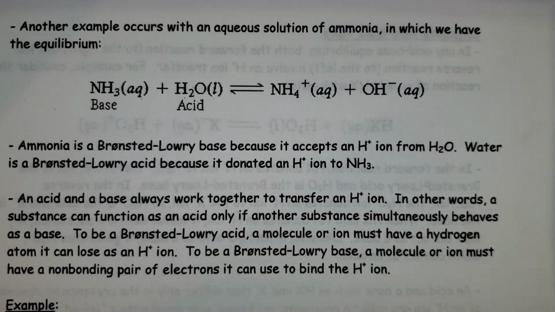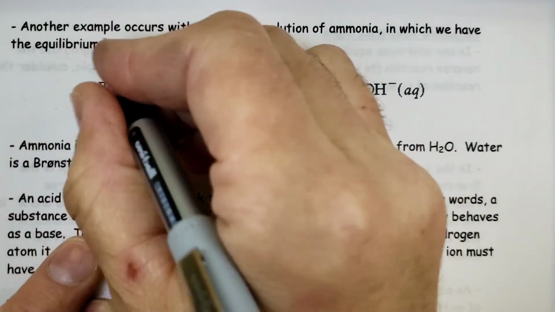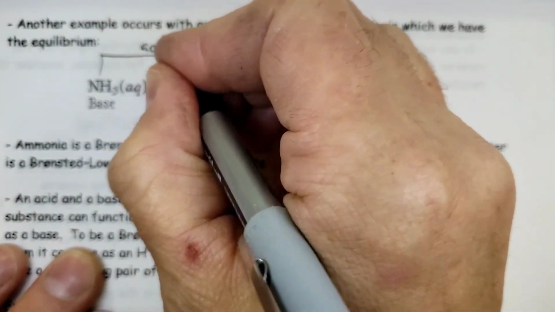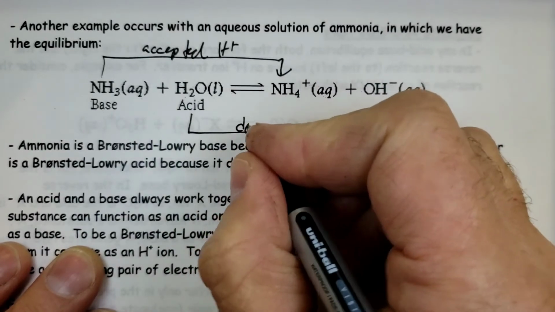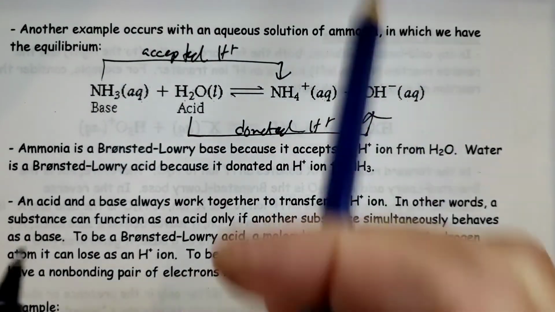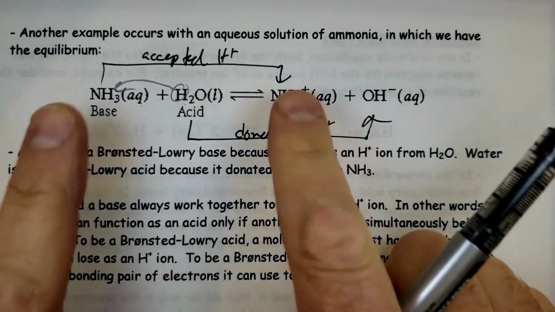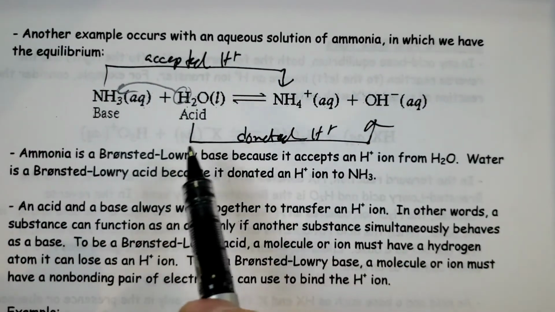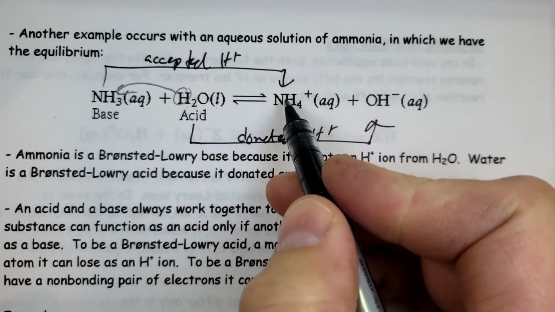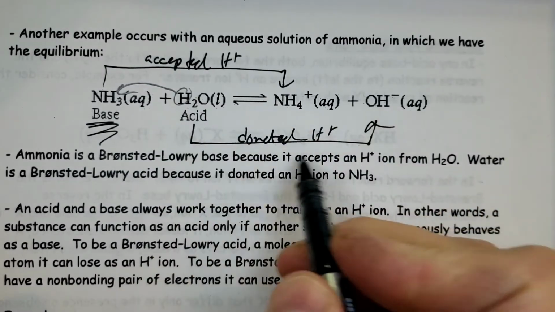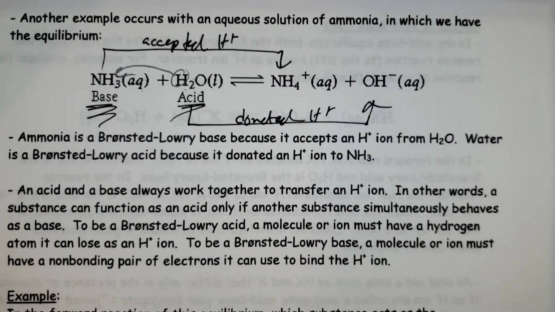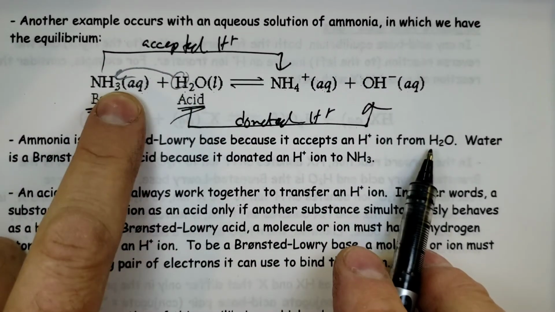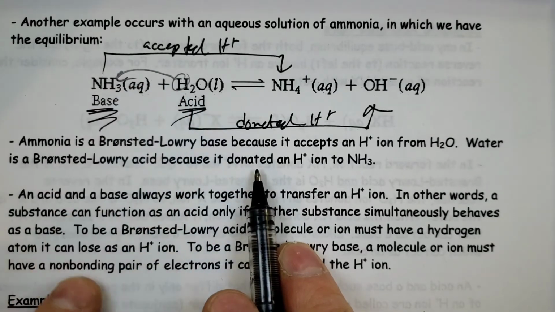Another example occurs with aqueous solutions of ammonia, in which we have this equilibrium. Again, we can take a look at what's happening here. NH3 becomes NH4+, so we can see that it accepted an H, and H2O became OH-. So we can see what happens before and after. It lost an H, or we could say it donated an H+. Of course, what happened here is that one of these H's went to here. We can compare before and after to see what happens. It's either gaining an H or losing an H, so that helps us identify: if it accepts an H, it's a base. If it lost an H or donated, it's an acid. And of course that H that was donated and accepted is right here. So ammonia is a Bronsted-Lowry base because it accepts the H+ from H2O. Water is a Bronsted-Lowry acid because it gave up the H to NH3.